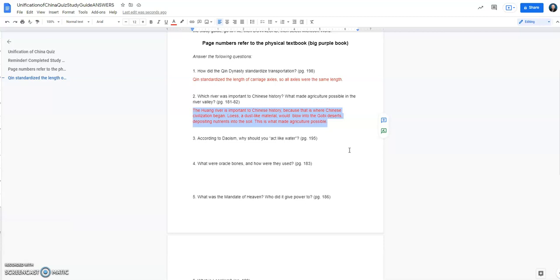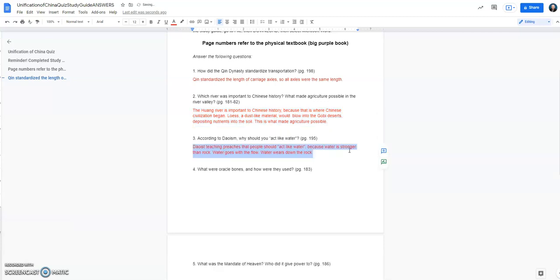Question number 3, what is Taoism, and why should you act like water? So according to Taoist teachings, people should act like water because they believe water is stronger than rock. Water goes with the flow, whereas rock is static. It stays in place. Water kind of flows, goes with the flow. It adapts, it adjusts.